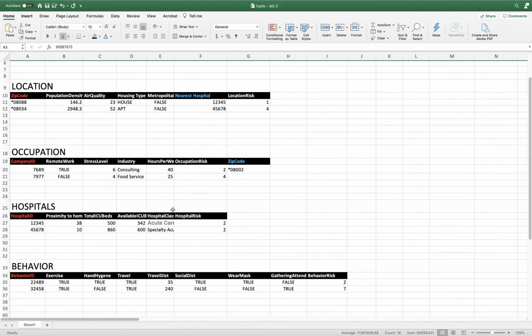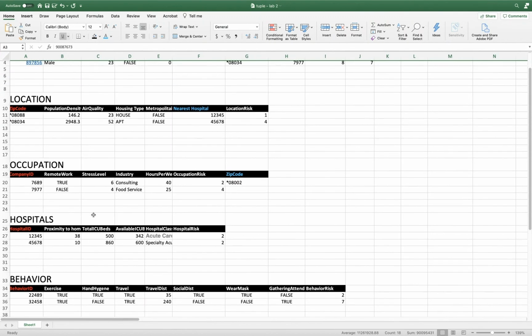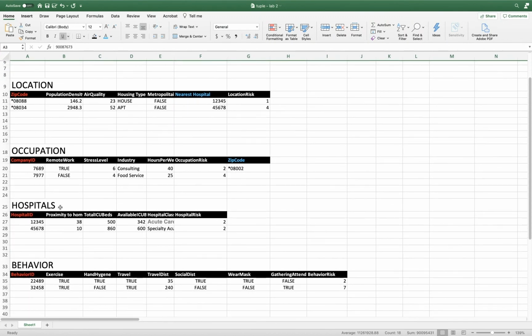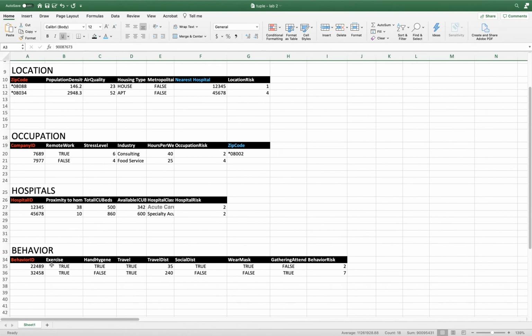So as you can see, a lot of the inputs in these other tables are also going to be ints. The stress level and hours per week are going to be rated by the user. But as you can see, like I was saying, in that behavior table, it's going to be easy to store those yes or no questions as Boolean data types, true, false.